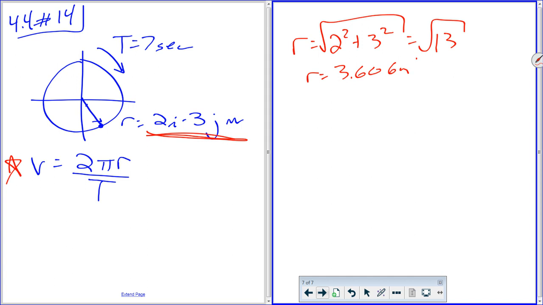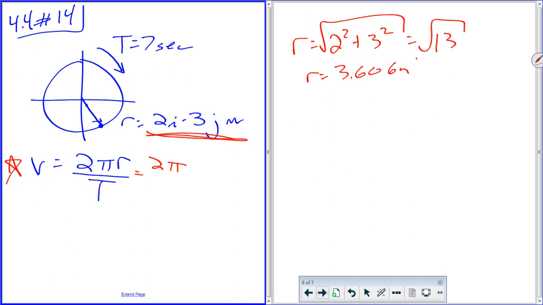Okay, so root 13, to the 0.5 power, gives you 3.605, we'll call it, 3.606, I guess. Okay, so there's a radius, so now I can find my velocity, right? It's going to be 2 times pi times that radius divided by 7 seconds. And it gives you a velocity of 3.236 meters a second. So that's the magnitude of the velocity.